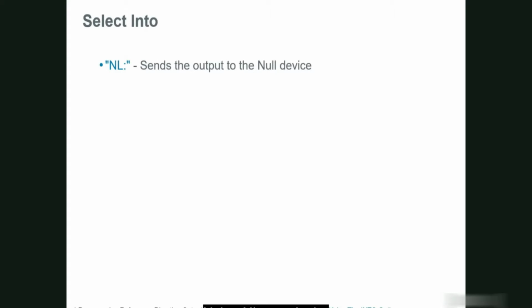Using NL: sends the output to the null device. The null device is used when data is being used for processing and is not being sent anywhere. This option is typically used when the select command is used for populating record structures.